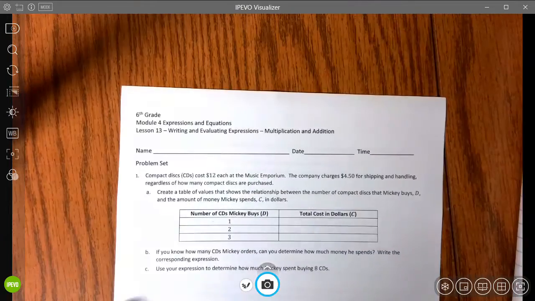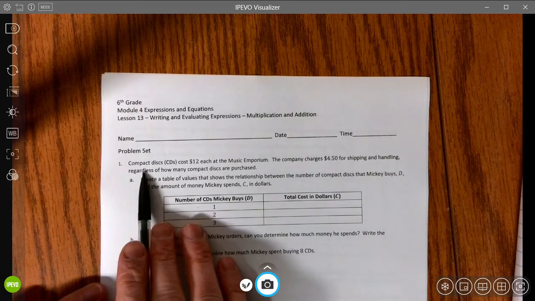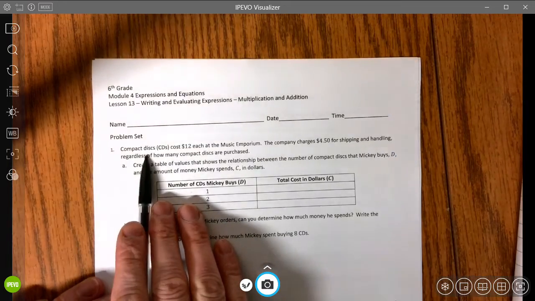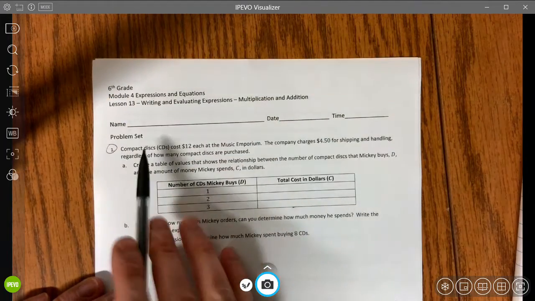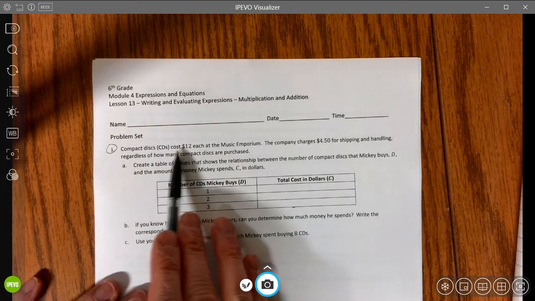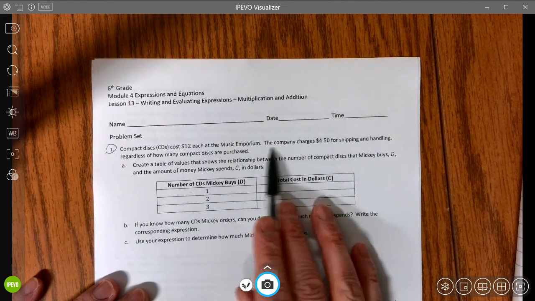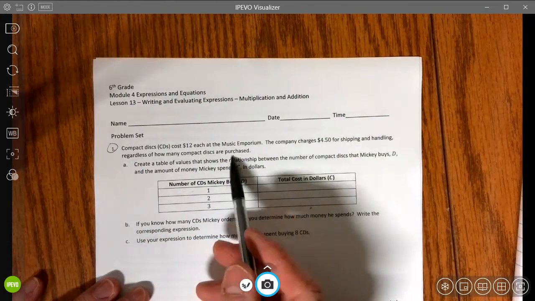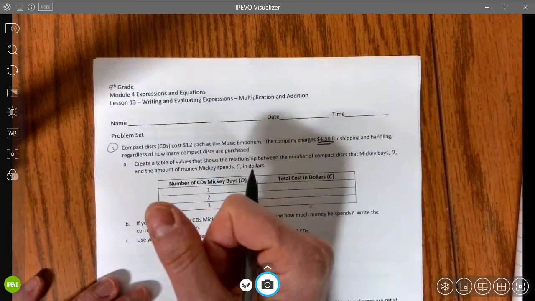Oh, let's look at the problem set real quick. Problem set's pretty straightforward. Kind of the same thing we've been doing the last couple of days. Oh, this is funny. This is funny because I don't even know if you guys really know what a compact disc is anymore. Do people use those? I don't know. All right, number 1 says a compact disc, maybe your parents have them still, costs $12 each at the Music Emporium. The company charges $4.50 for shipping and handling, regardless of how many compact discs are purchased, right? So that $4.50, that's just like the $2 delivery charge from the pizza example, okay?